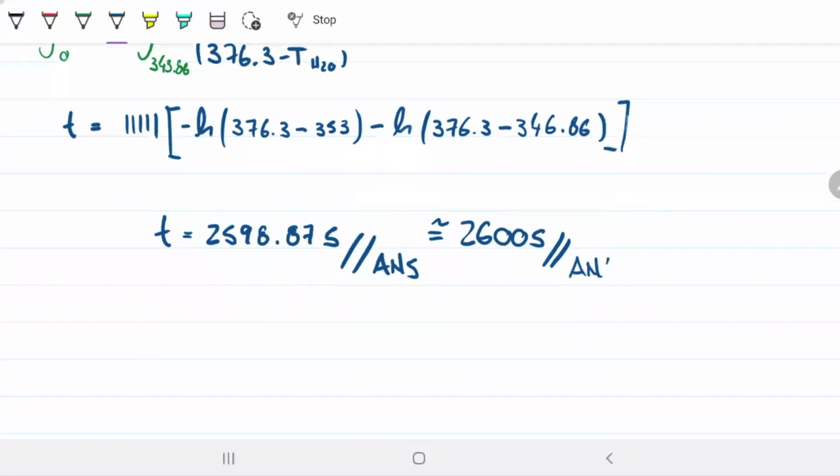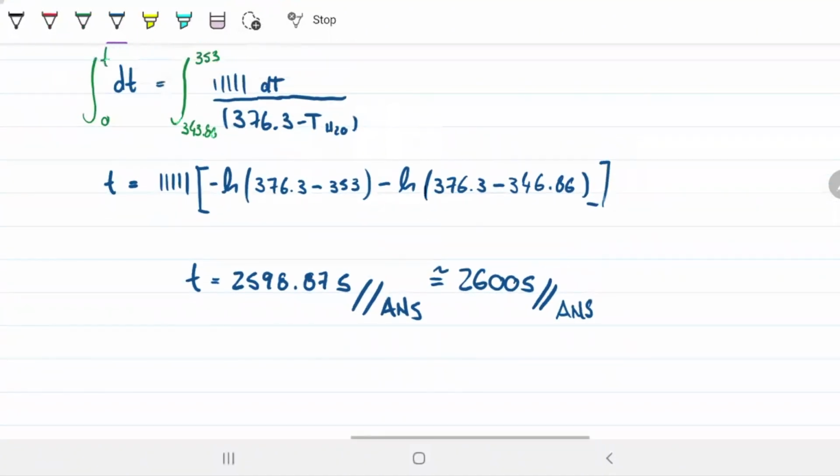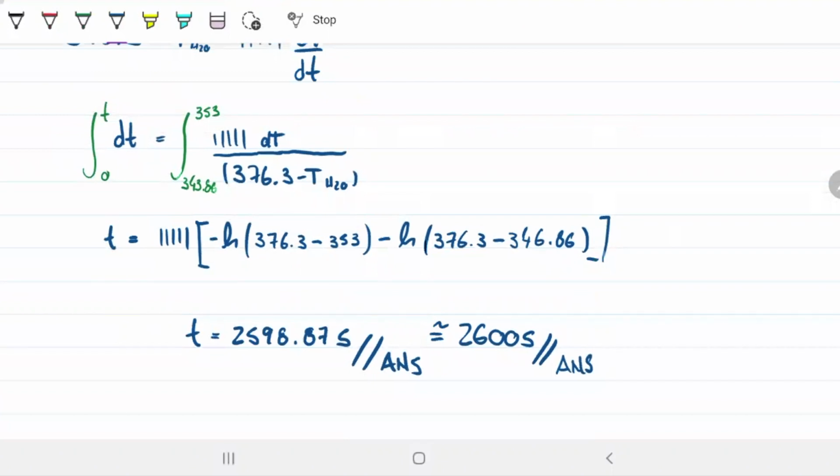So remember that it took us 4 hours to go from room temperature all the way up to 353. Then we left it for 2 hours and it only dropped less than 10 Kelvin. So now that we want to turn on the whole system again and let it increase the temperature, it's going to take us less than 1 hour to get there. Okay, so it's consistent with the whole system that we have going on.